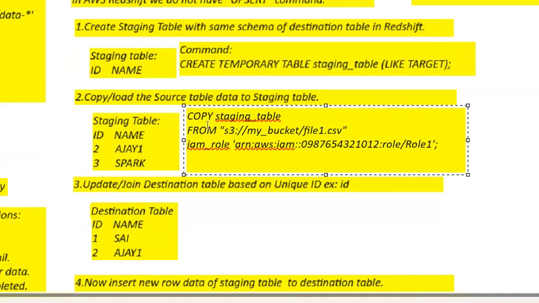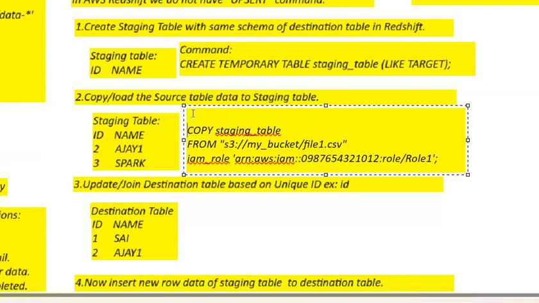So this is the command where you can copy the data from where? From the S3 bucket file1.csv, to where? The staging table, which is present in where? Inside your Redshift cluster. You have already created this table, and now you're copying the data from the S3 source to this staging table. For doing this, you need to use this command.